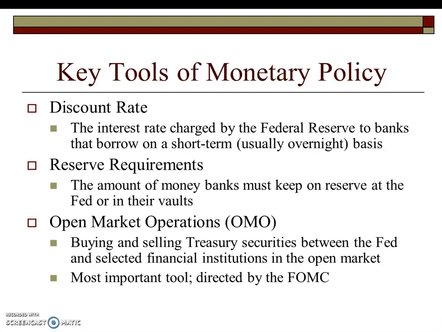And then the last one is arguably the most important one, which is open market operations, and that's the buying and selling of bonds. So when the Fed buys bonds, they're giving cash for bonds, and that increases the money supply.